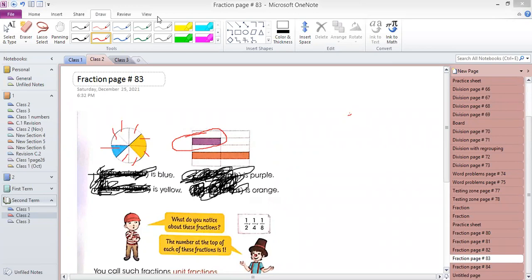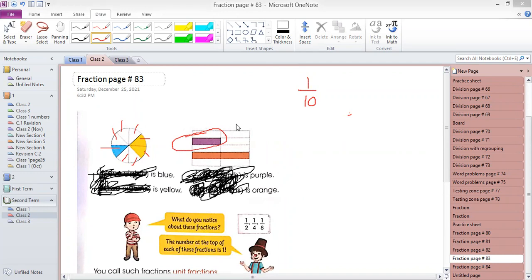Amir, can you tell me what is the portion of this purple? 1 out of 10. 1/10, like this? Yes. Okay, very good. He's saying 1/10.